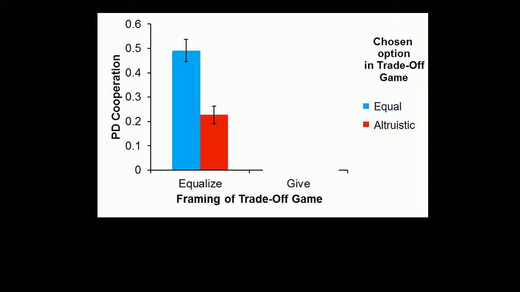And so what you see is when you frame the game as equalizing, that is, you say you can do nothing or you can be nice and choose the equal option, then the people that choose the equal option are much more likely to cooperate than the people that choose the self-interested and altruistic option. Whereas when you flip the framing to say, do you want to be nice by giving more to yourself than the other person, the opposite is true, and you get a full crossover. Cooperators are roughly twice as likely to choose the option that's presented as nice, regardless of whether it's more altruistic or more equitable.